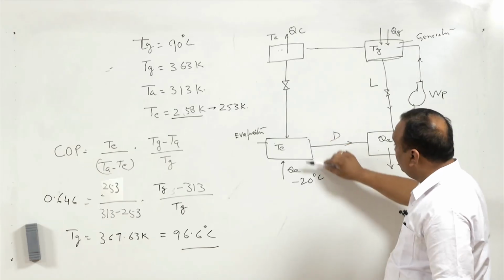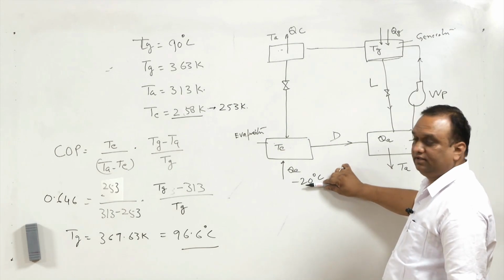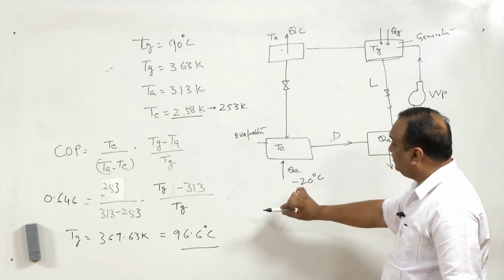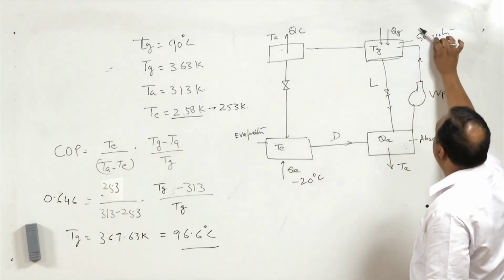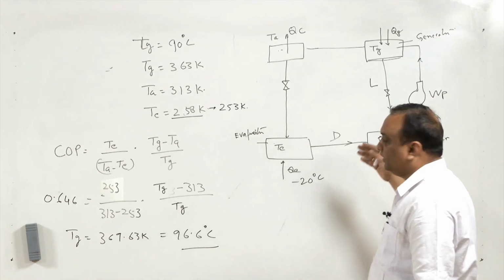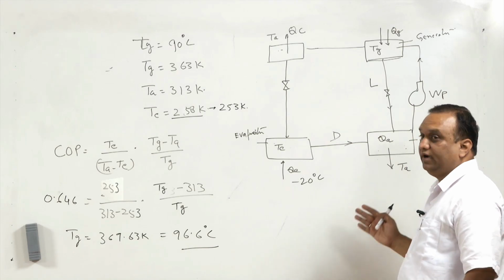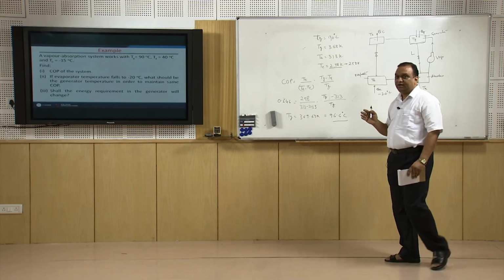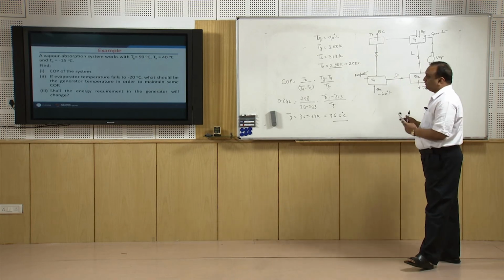So, in this absorption system, if we reduce the temperature of evaporator, in order to maintain same COP, we will simply have to increase the temperature of generator. So, it can be easily compensated because the COP can be easily maintained. This type of arrangement is not possible in case of vapor compression systems.